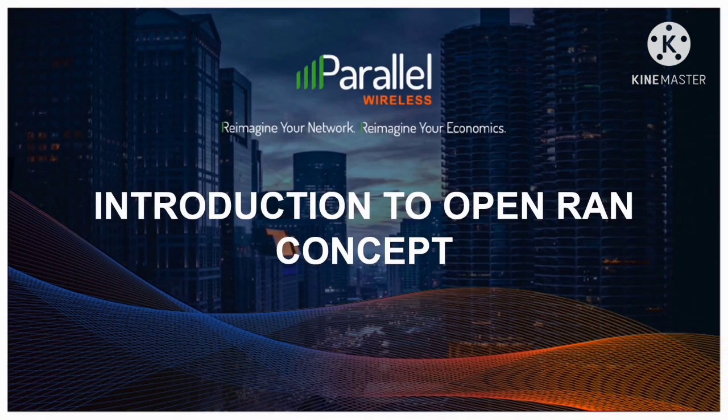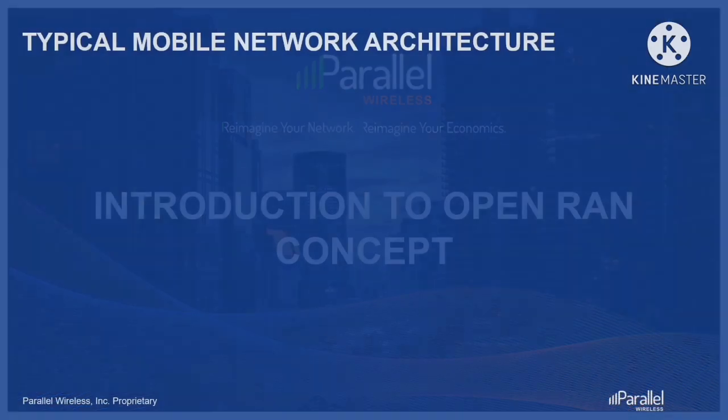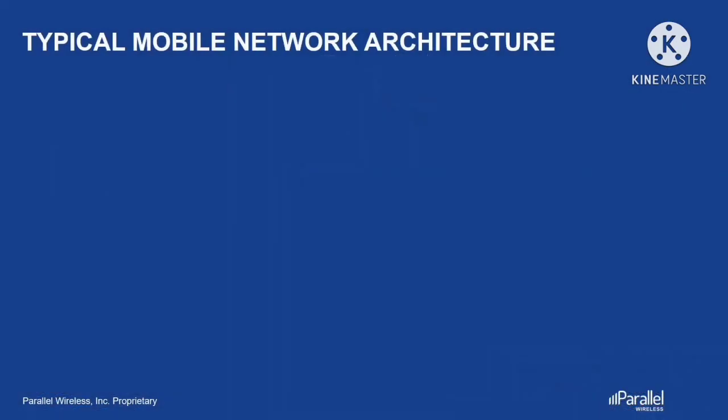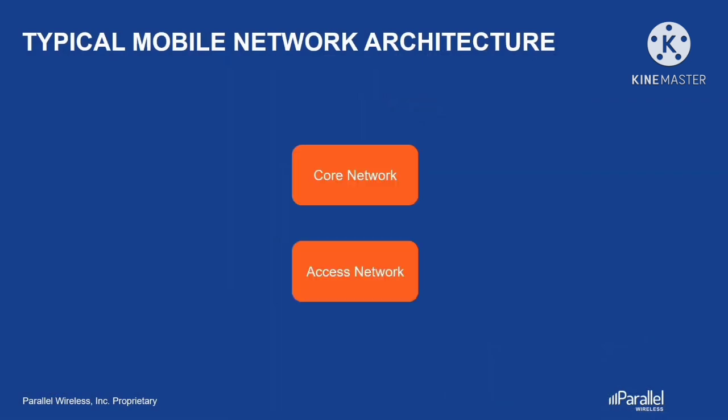Hello everyone, welcome to this short video with an introduction to the Open RAN concept. Let's start by looking at a typical mobile network architecture. You have a core network, an access network. In between, they are connected by a transport network, which is also known as backhaul. Then there is the air interface, and a device or user equipment, also called UE, that connects to the service provider's network.